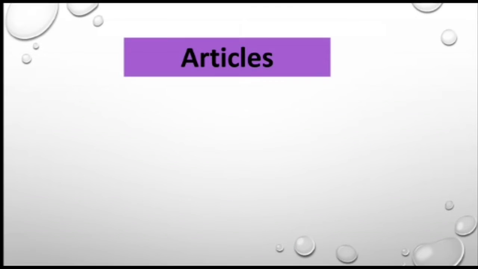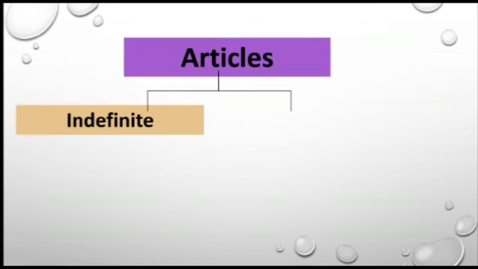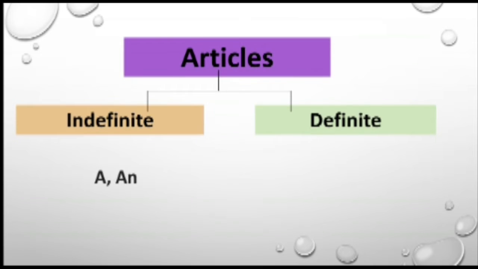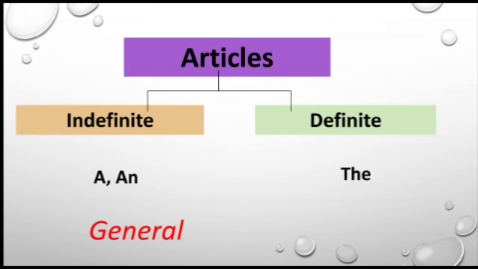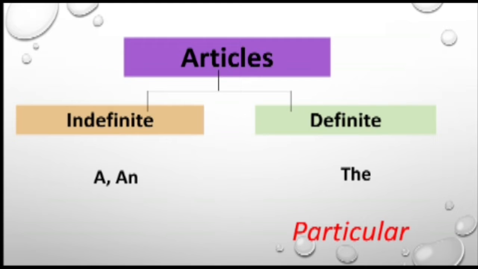After studying types of determiners, let's come to the first type of determiner, that is articles. Kids, in this video we are covering articles only. Rest of the topic we will be covering in the next video. Articles are further divided into 2 types, indefinite and definite. A and an come under indefinite articles. The comes under definite article. A and an are used when we talk about general things, and we use the when we want to make anything particular. Let's study the rules for the articles.